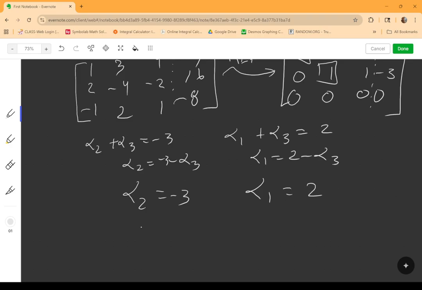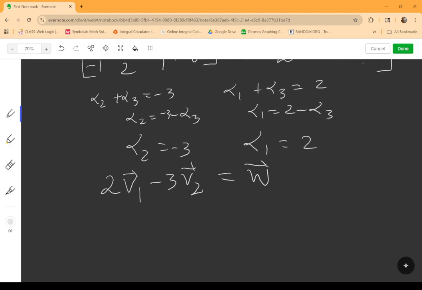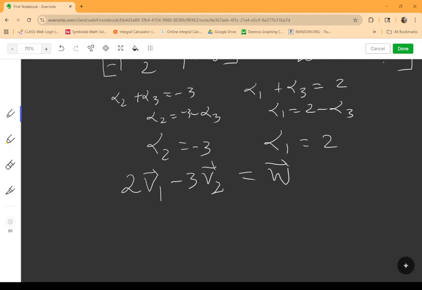So what I have shown is that I found a solution. We have 2 v1 minus 3 v2 is equal to w. That is the interpretation of these results: I have found a linear combination of the vectors v1 and v2. What that means is that w is an element of the span.